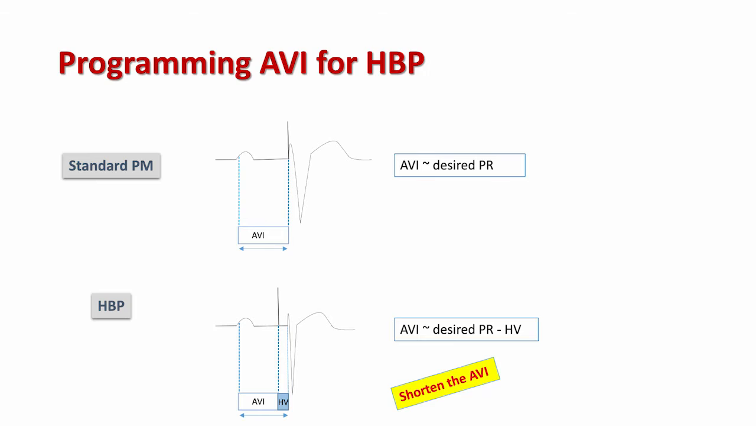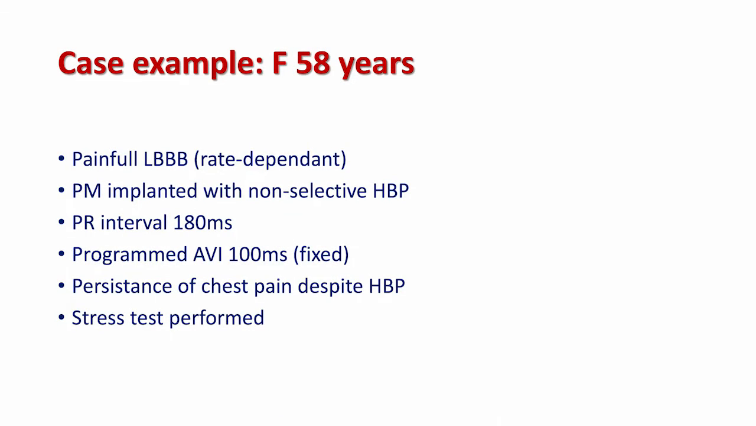Another thing is the AV interval, because you have to discount the latency that comes from the pacing spike to the QRS interval, which basically corresponds to the HV interval. So you need to program shorter AV intervals to obtain the true physiological AV interval you wish to obtain. And let me just show you this example.